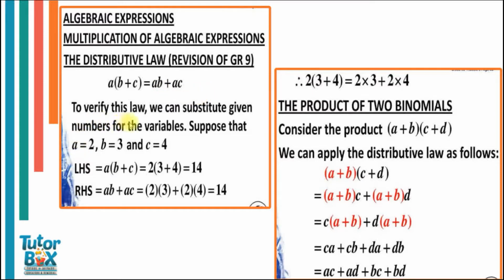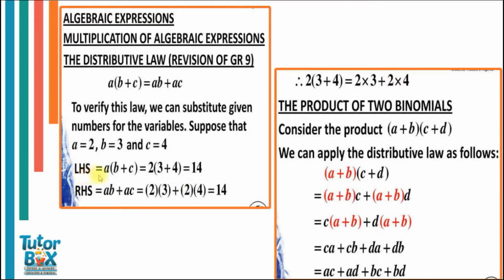So to verify this law, we can substitute given numbers for the variables. So suppose that A is 2. So if A is 2 here and B is 3, that will be 2 times 3, which is 6. And C is 4. So C is 4 here. And then remember A is 2. So this will be 8. Okay, so you have 8 plus 6, that should give you 14. Okay, so that's what's written here.